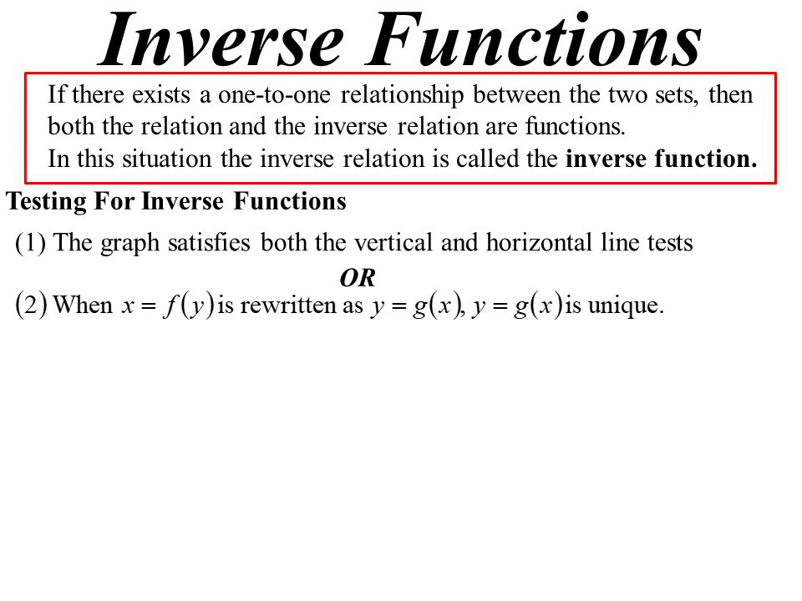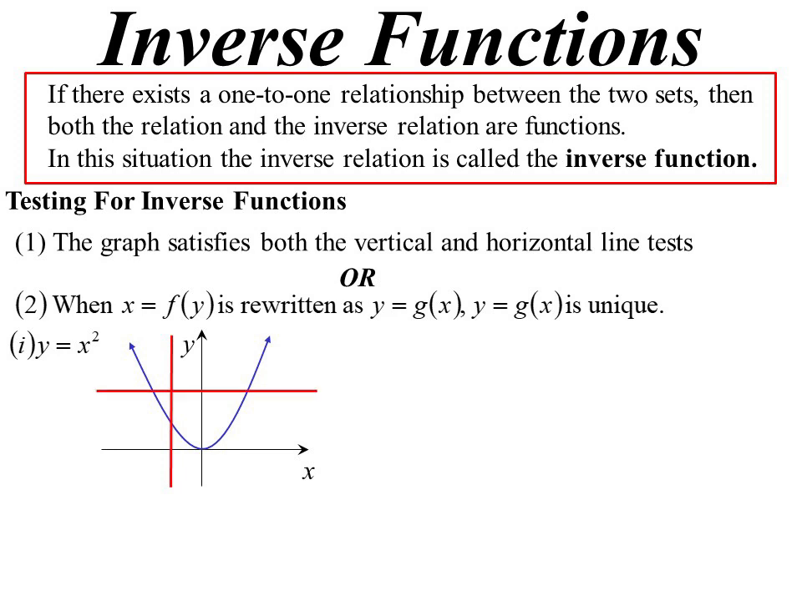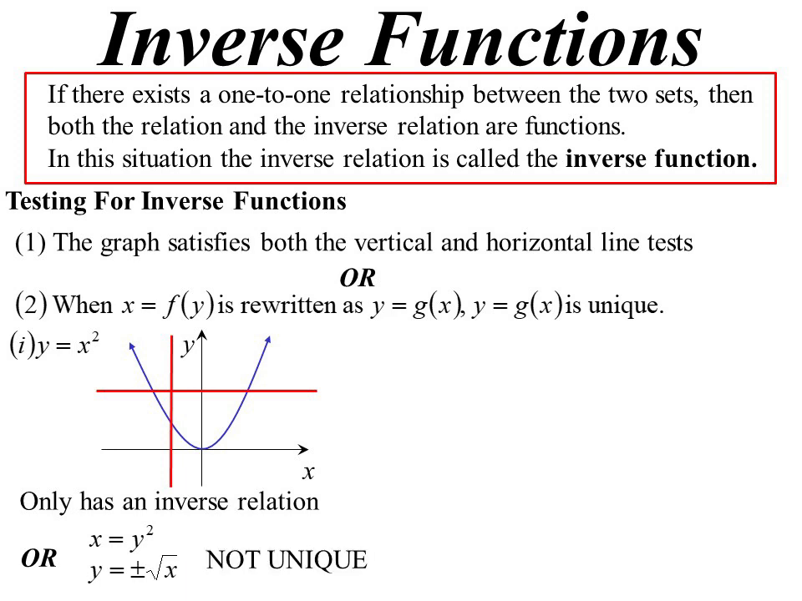What do I mean by that? Here's the y equals x squared that we talked about. Visually, oh yeah, satisfies the vertical line test. So first criteria, it is a function. Horizontal, no. Doesn't pass it. It'll be an inverse relation, not an inverse function. Algebraically then, as we said, x will be y squared, but we get plus or minus. So it's not unique. There's two possibilities there.